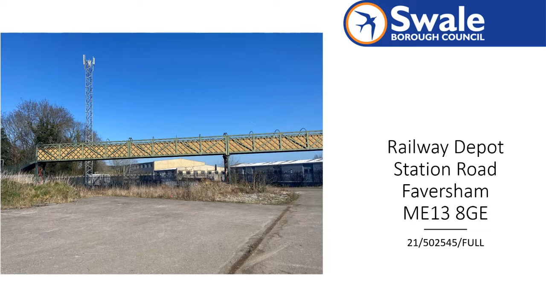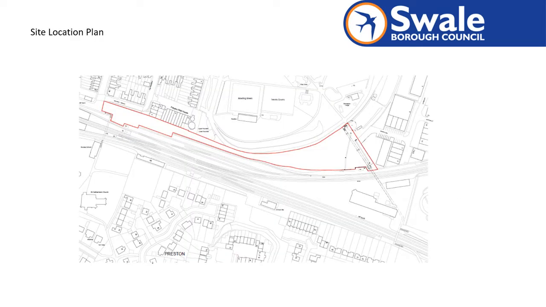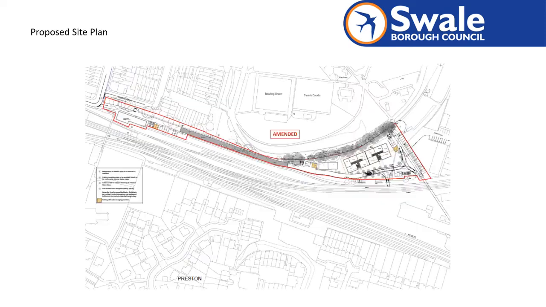This is an application for residential and commercial development at the railway depot in Faversham. The application site is located within the built confines of Faversham and is in close proximity to the train station. The proposal will see the introduction of a commercial unit in the form of office space, which will be single-storey towards the front of the site. 32 residential units will be provided, in the form of a 30-unit block of flats and 2 one-bedroom semi-detached bungalows.